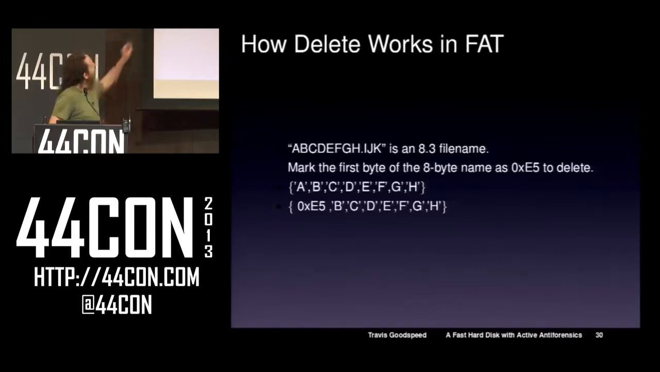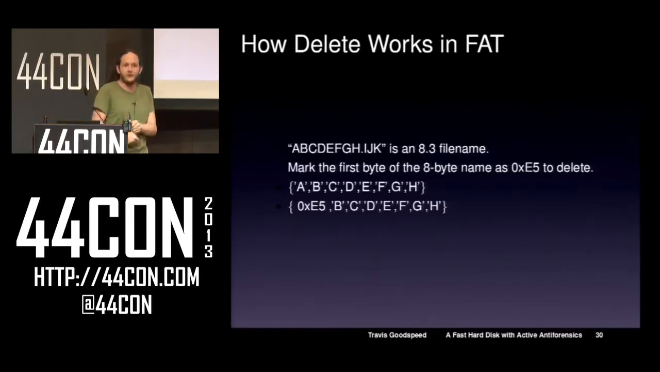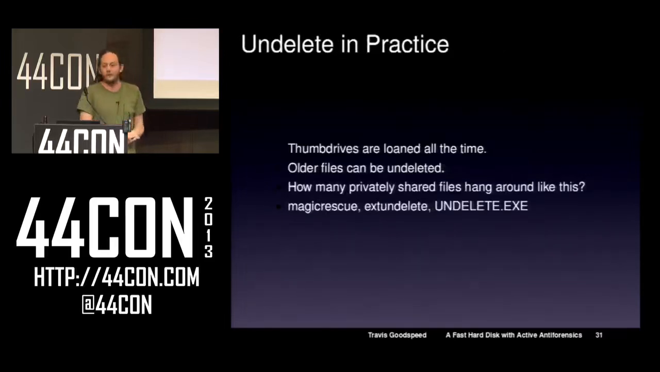OK. So this E5, instead of the A, is the only thing that changes in the disk. The contents of the file are left in place until they're accidentally overwritten. The rest of the file name exists. So you might not be able to know exactly what the first letter of this file name was, but you can know everything else. And thumb drives are loaned out all the time. And older files can be undeleted.